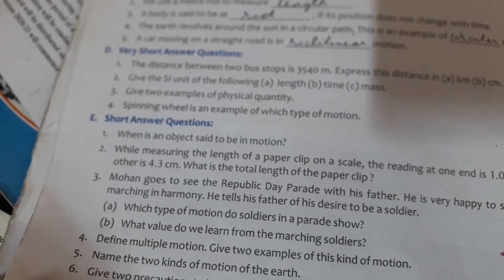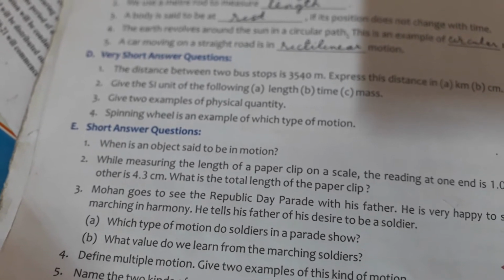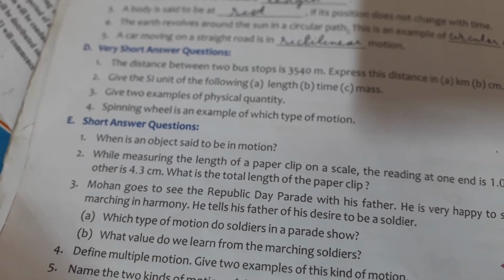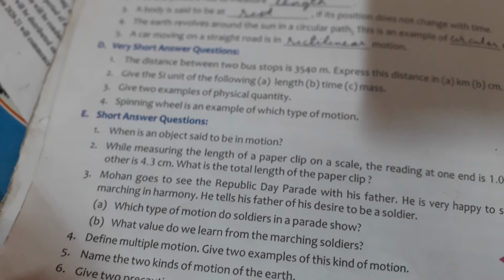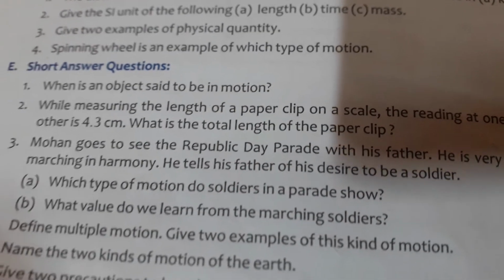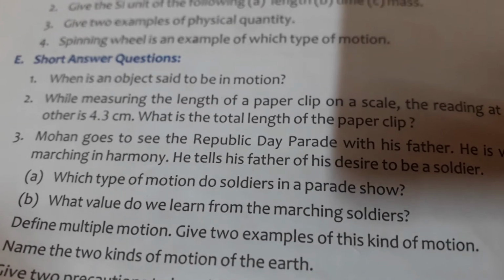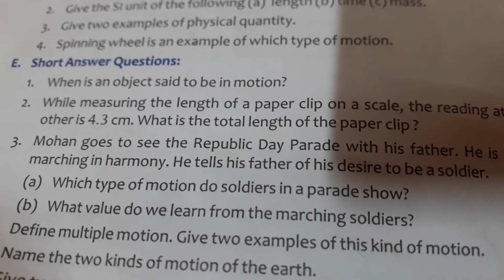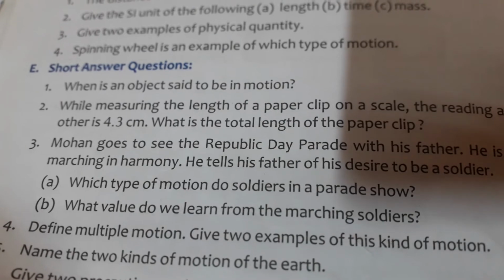Now the next question is, Mohan goes to see the Republic Day parade with his father. He is very happy to see the soldiers marching in harmony. He tells his father of his desire to be a soldier. Which type of motion do soldiers in a parade show? You must have seen parades. If you have not seen a parade, 26th January is coming. Watch it on your television sets. The motion is rectilinear. And what values do the marching soldiers show? What values do we learn? That is unity and discipline.